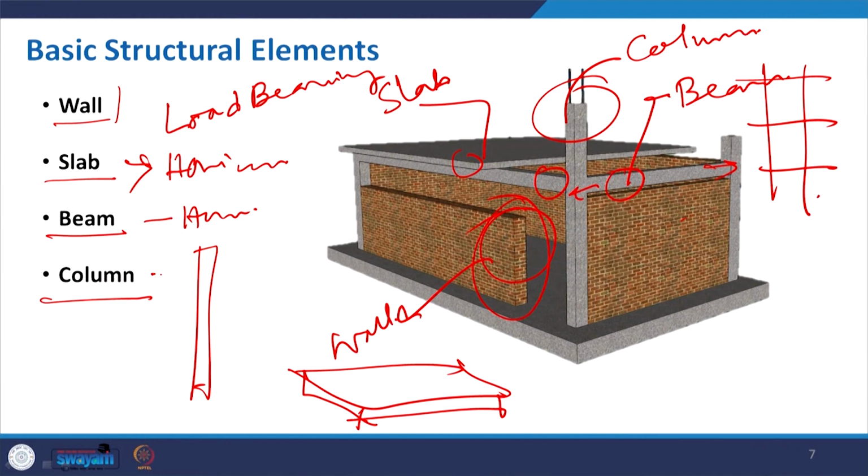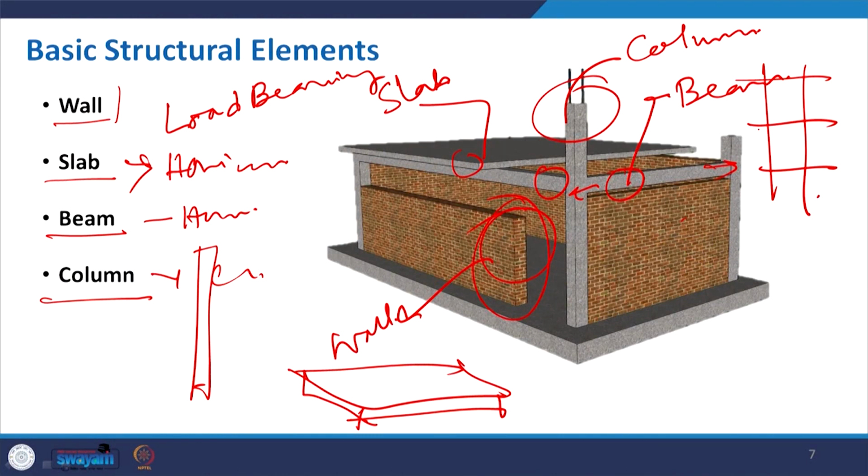So, the basic 4 elements: wall, slab, beam and column. Again, slab is basically responsible to deal with the horizontal force, and then beam is again horizontal and also vertical both, and then column is basically vertical and wall is again vertical. Now, when we are talking about load, what exactly is this load transfer?